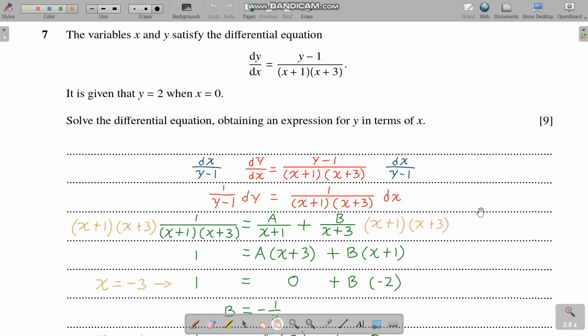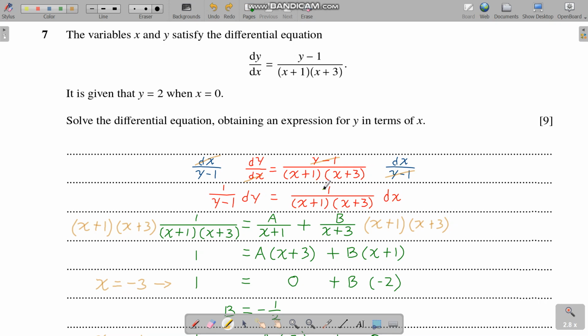Equations. So the first step to solve differential equations is to separate the variables, everything with y on one side, everything with x on the other side. So we do that by multiplying or dividing both sides by the same thing. Here we multiply by dx over y minus 1 because on the left we cancel out, we have only 1 over y minus 1 dy. On the right we cancel out, we have only 1 over x plus 1 x plus 3 dx.